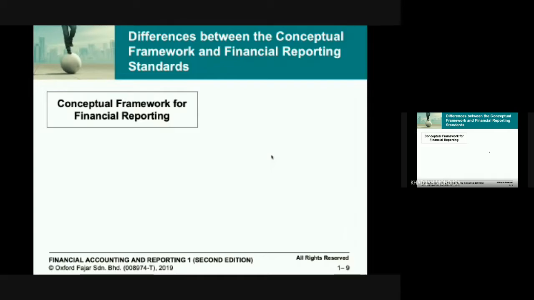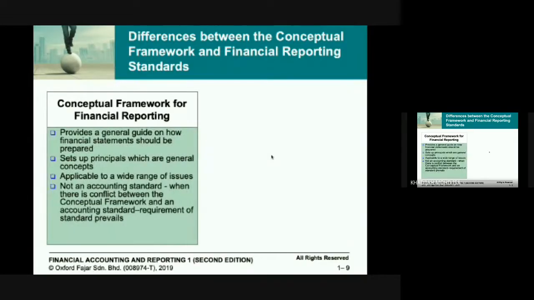So what's the difference between conceptual framework and financial reporting standards, right? So as I mentioned last time, the conceptual framework is a guideline, right? It provides a general guide on how financial statements should be prepared. So when I say it's a guide, it means that it's not a law. It's not that you have to abide by that conceptual framework. No, it's just a guideline on how financial statements should be prepared.